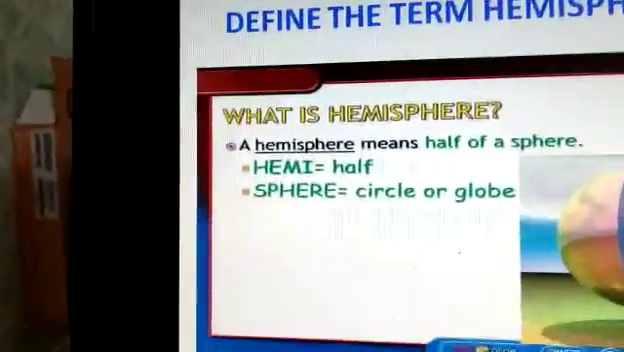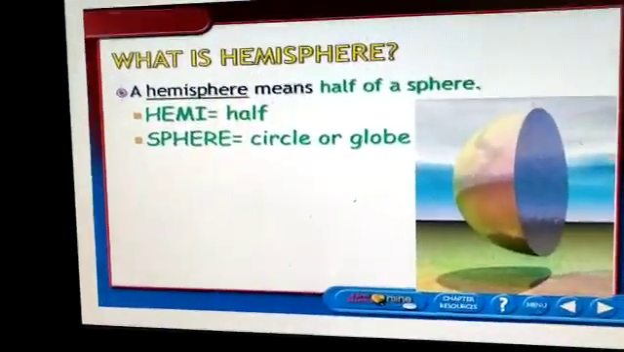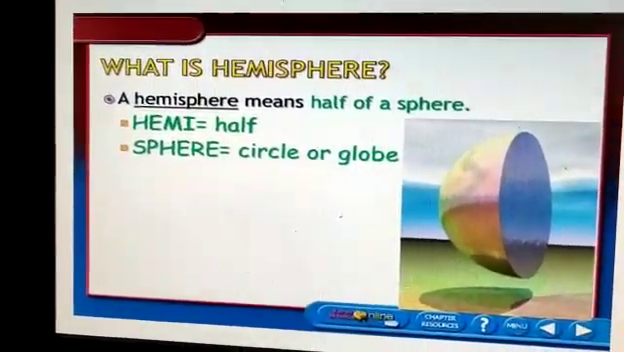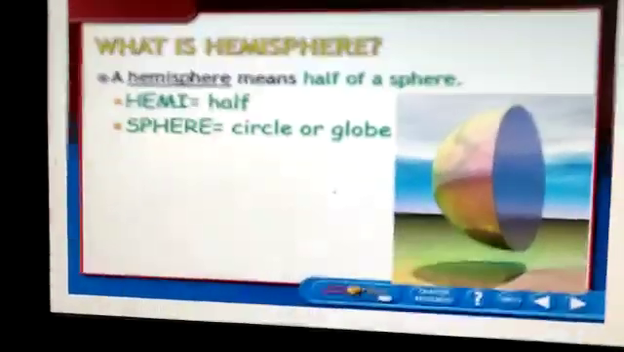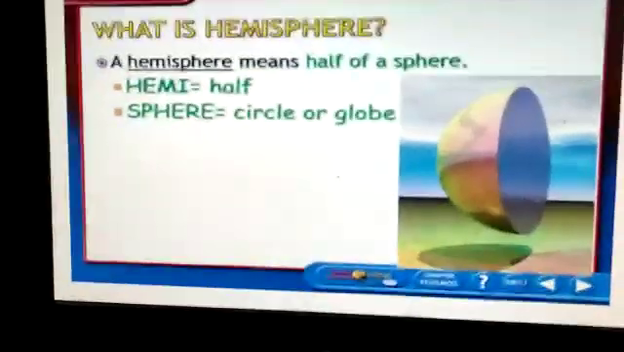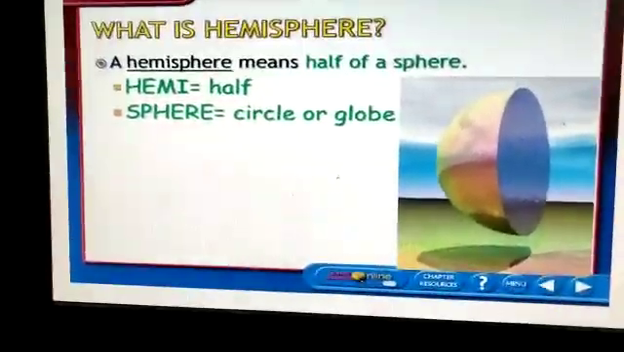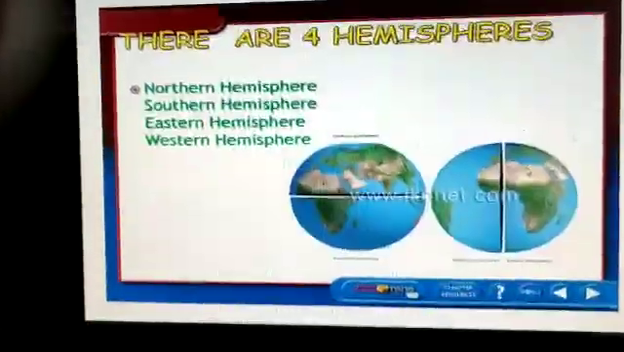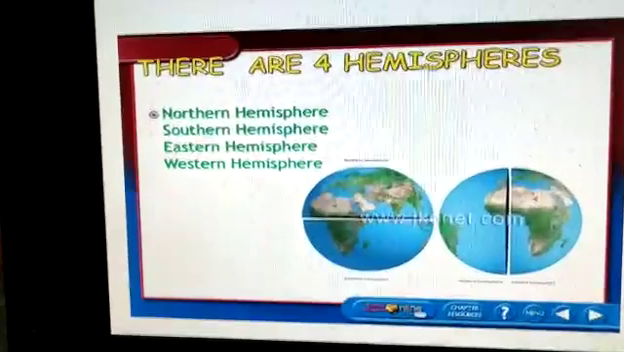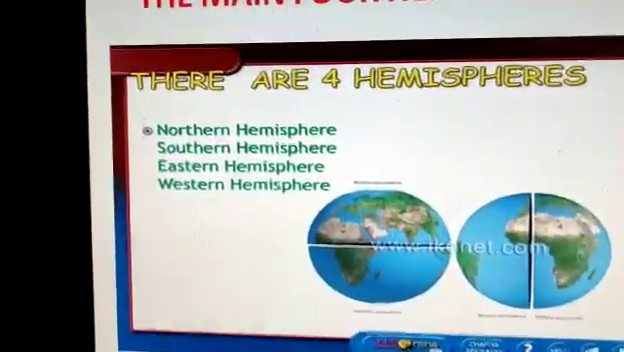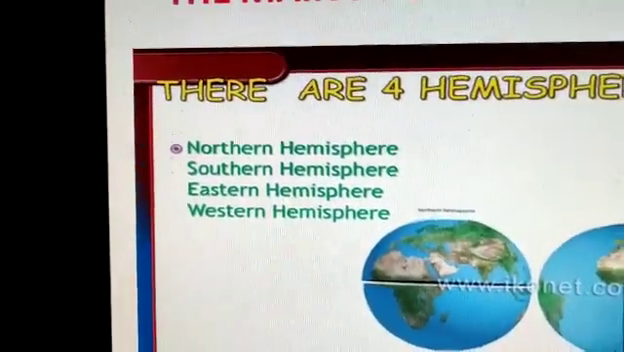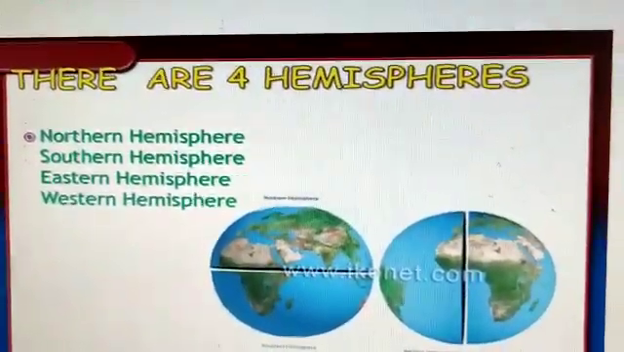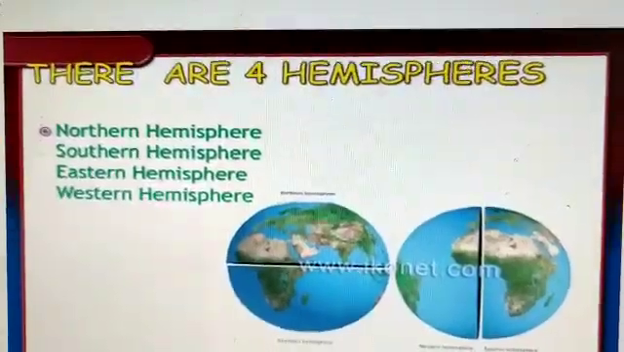Now, what is hemisphere? Hemisphere means half of a sphere. Hemi means half, sphere means circle or globe. There are 4 hemispheres. North hemisphere, south hemisphere, eastern hemisphere and western hemisphere.